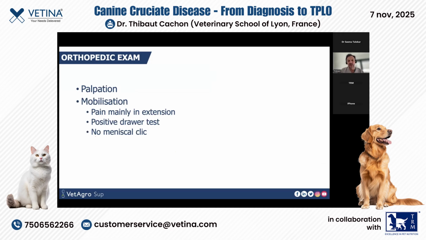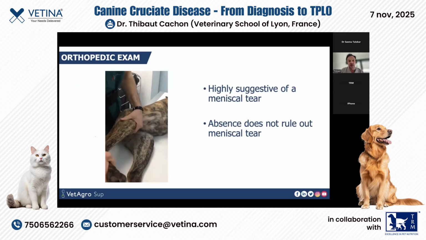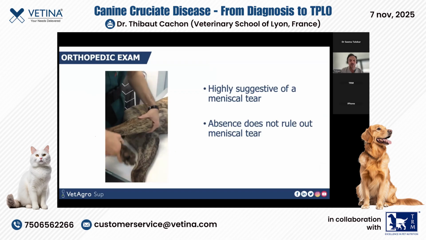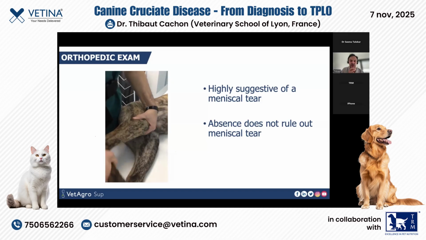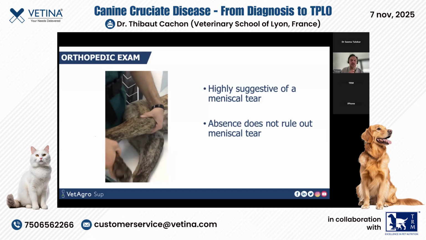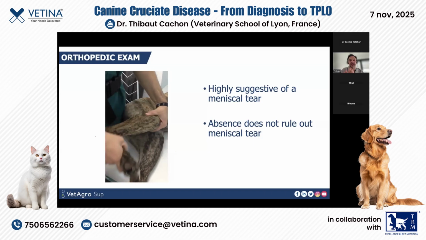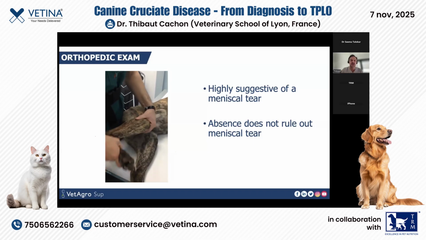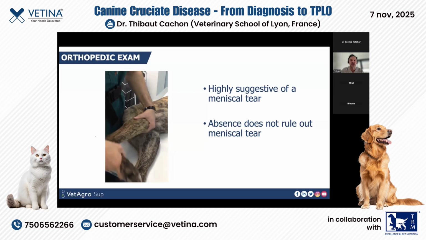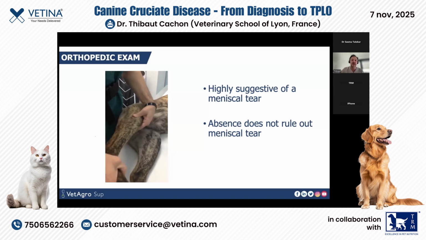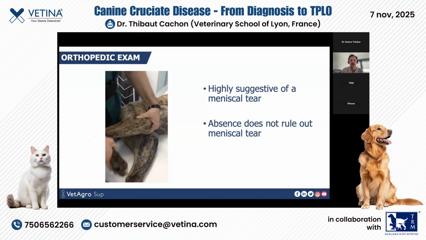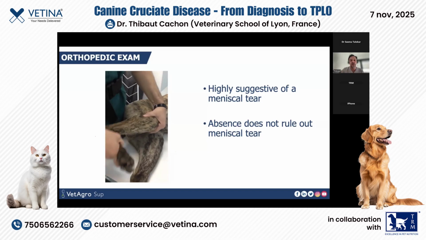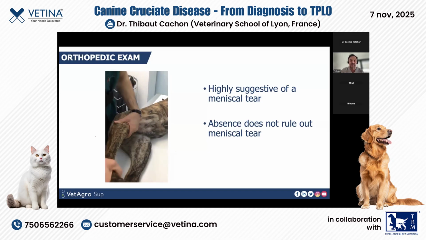In this dog, I did not get any meniscal click at the time of the palpation. The meniscal click is when you palpate and flex the joint in multiple directions. You can hear some clack, just like that, which is highly suggestive of a meniscal tear. Most of the time there is a rupture of the meniscus. The meniscus is coming from the back to the proximal part of the tibia, and then there is a clear click at that moment.